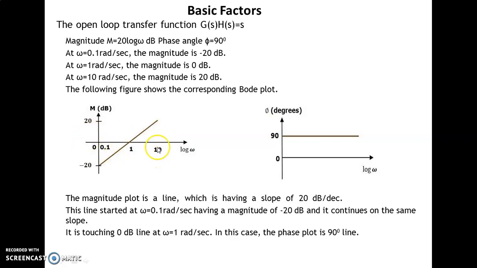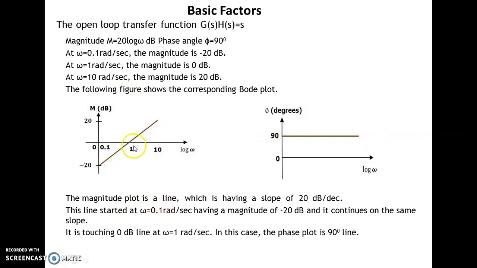Why are we taking these values? They are multiples of 10. If you take the second frequency by the first frequency equal to 10, that is called one decade. During this decade, it is one slope, 20 dB per decade. Okay, so this is the magnitude. For the phase value, there is no change; it is always constant at 90 degrees, whatever the frequency. So this is the line.